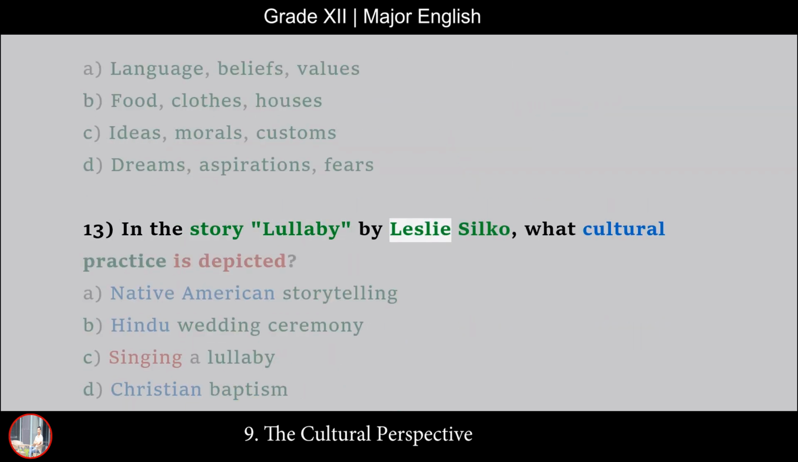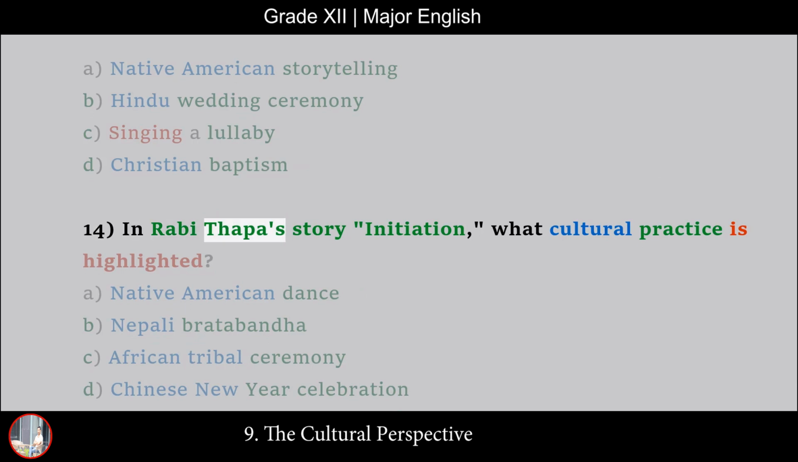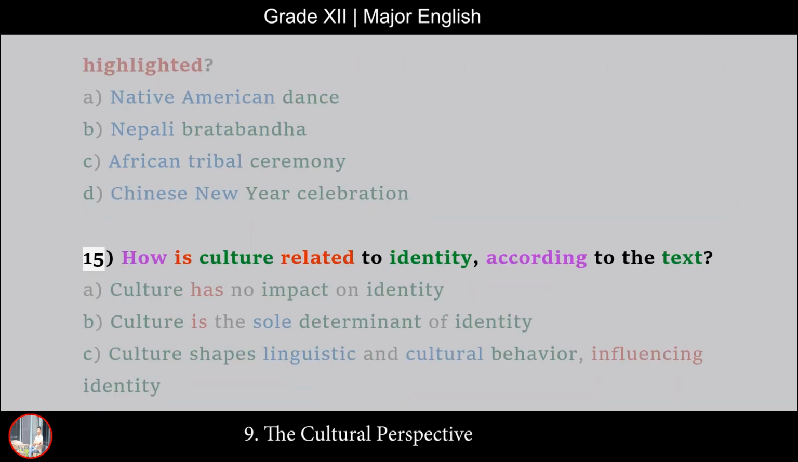13. In the story Lullaby by Leslie Silko, what cultural practice is depicted? A. Native American storytelling. B. Hindu wedding ceremony. C. Singing a lullaby. D. Christian baptism. 14. In Ruby Thapar's story Initiation, what cultural practice is highlighted? A. Native American dance. B. Nepali Bratabanda. C. African tribal ceremony. D. Chinese New Year celebration.